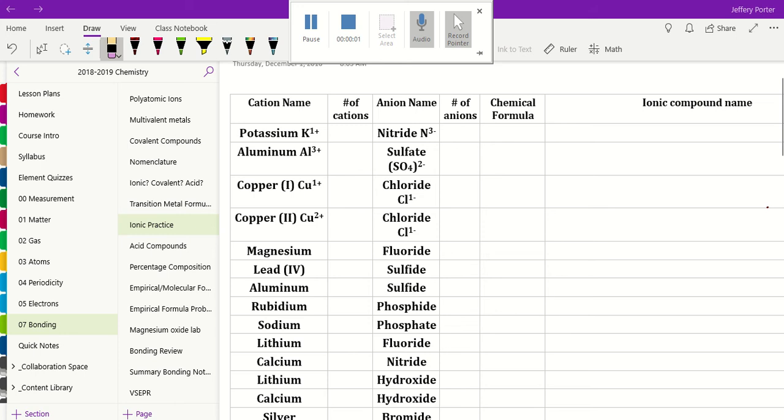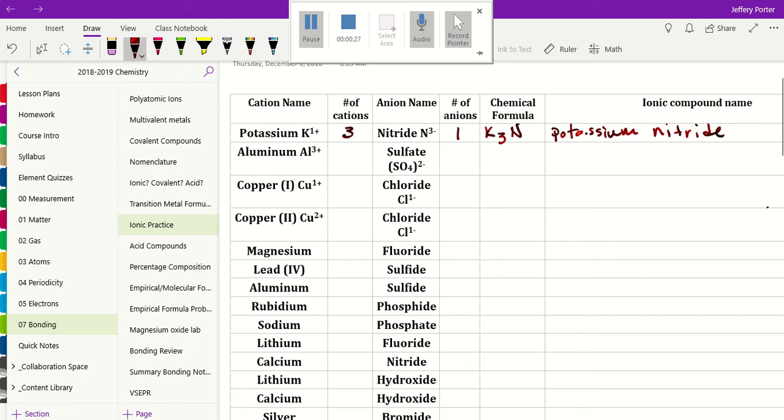Over this. Take a look. So again, potassium. I need 3 of these to cancel out with my 1 nitride. My formula is K3N. Potassium nitride. Name your cation, name your anion.